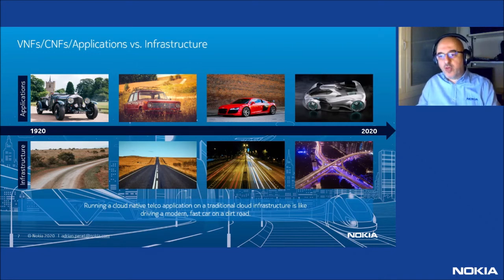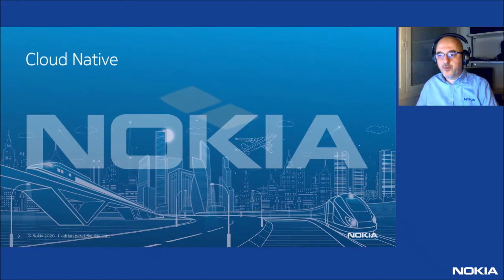So, now looking back, think about taking either this car of today or taking a Formula One car from the present day and trying to get the best out of it, running it on the roads from the bottom left, which is the gravel. No matter how hard you want, you will not be able to get the best performance out of it. Same in cloud. No matter how hard we try, running a telco application on a traditional IT cloud infra is like driving a modern fast car on a dirt road. So meanwhile applications evolve, the infrastructure needs to evolve too.